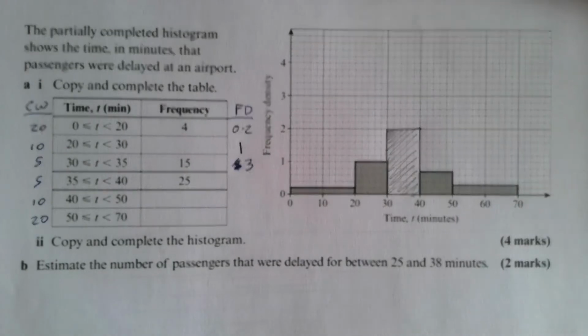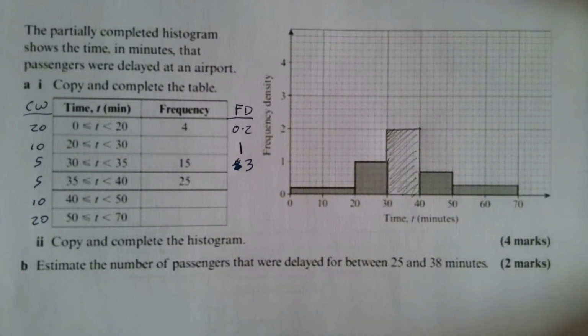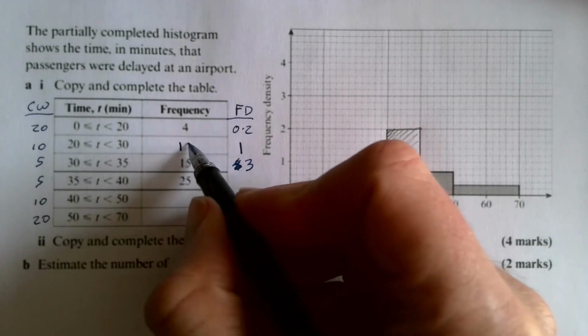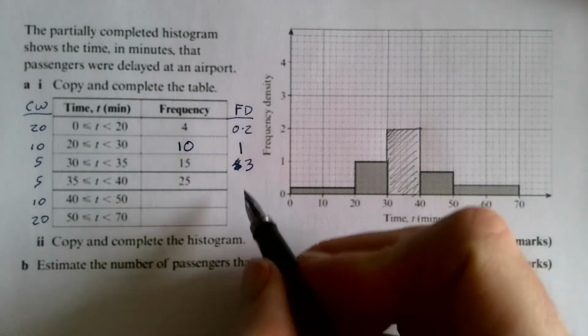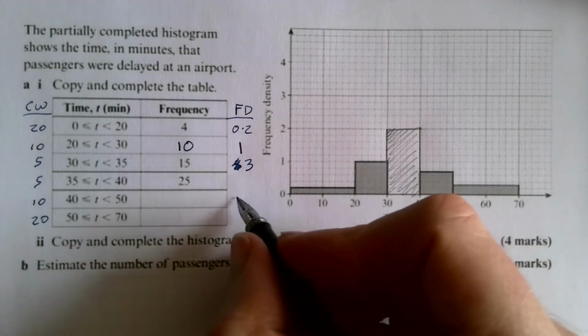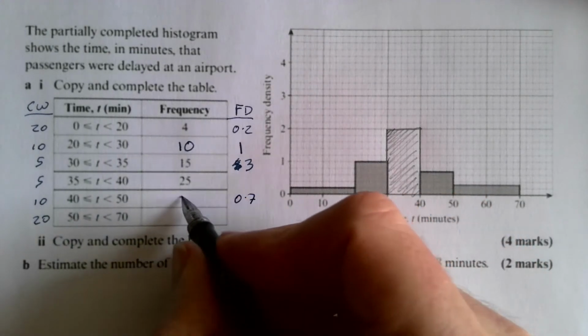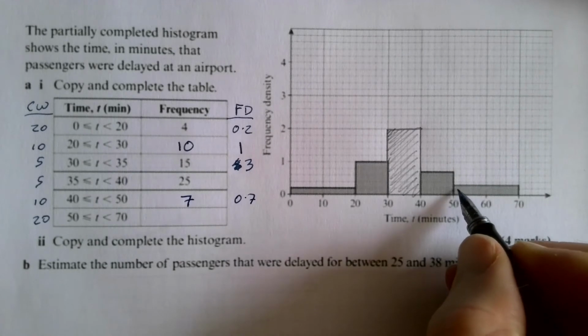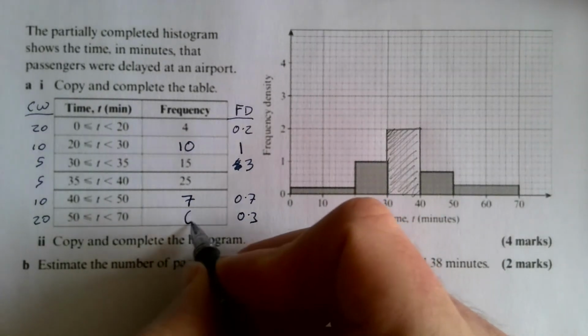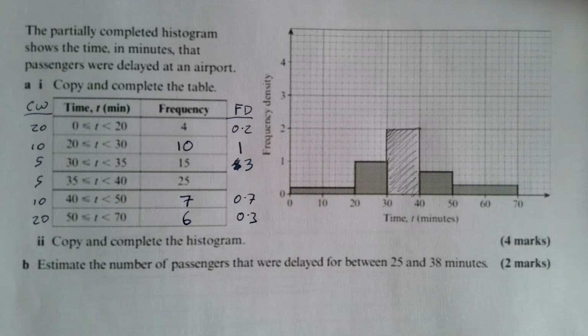So if you divide going one way, you multiply to go the other, don't you? So 10 divided by 10 is 1, so 1 times 10 makes 10. We've got a frequency density here of 0.7. So 0.7 times 10 is 7, and here we've got halfway between there and there must be 0.3, and 0.3 times 20 is 6. So that does part A.